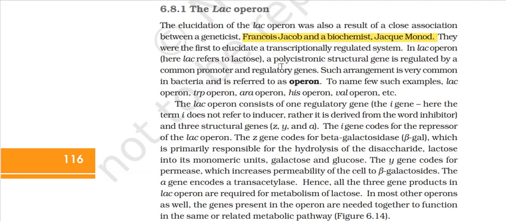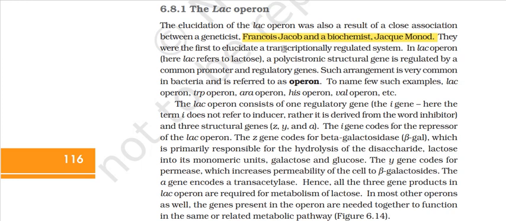They were the first to elucidate a transcriptionally regulated system. Regulation कर रहे हैं transcription में. You're regulating what genes are to be expressed and what are not to be expressed, fine? In lac operon, here lac will refer to lactose, a polycistronic structural gene जिसमें बहुत सारे cistrons है, is regulated by a common promoter and regulatory genes. Such arrangement is very common in bacteria and is referred to as an operon.